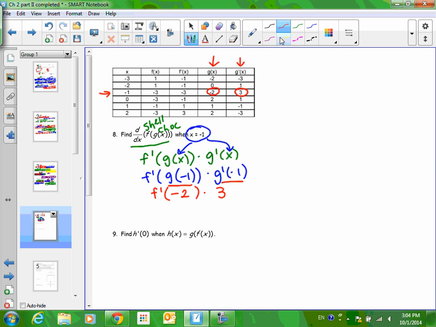Now we've got to look up f prime of -2. So I'm looking in the f prime column, in the -2 row, and that value is -1. So I have -1 times 3. The answer is -3. Any questions on that?